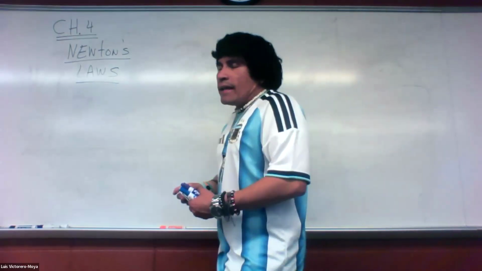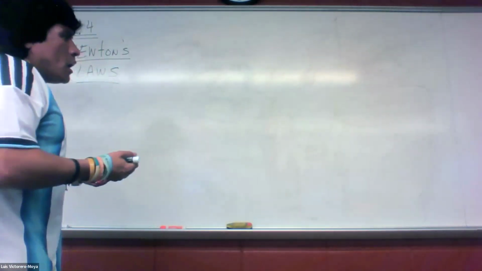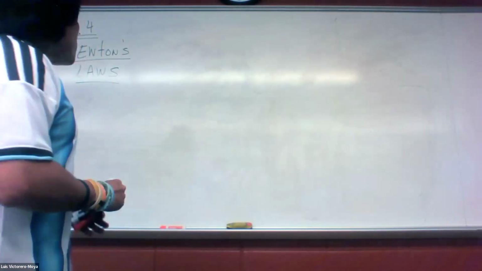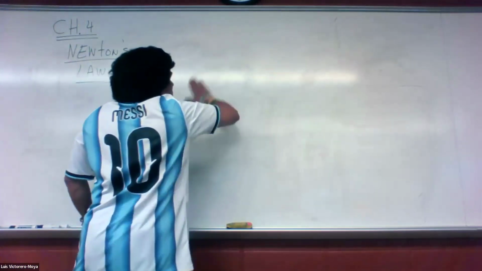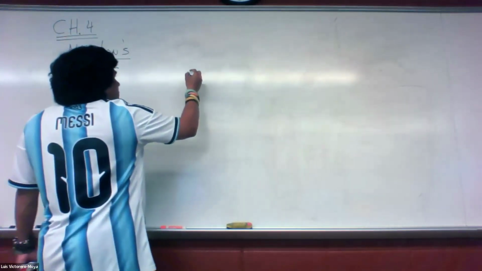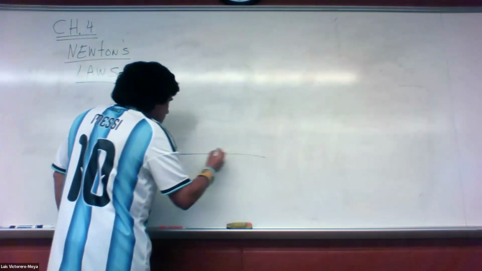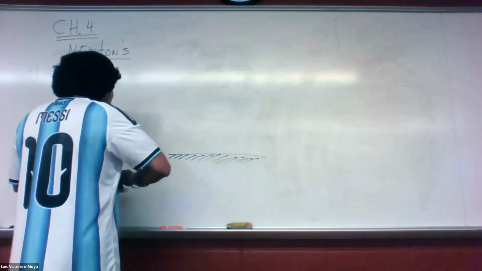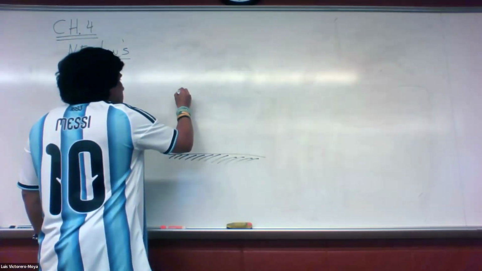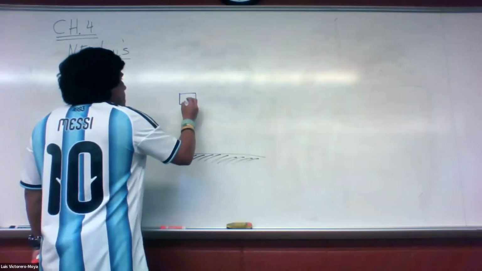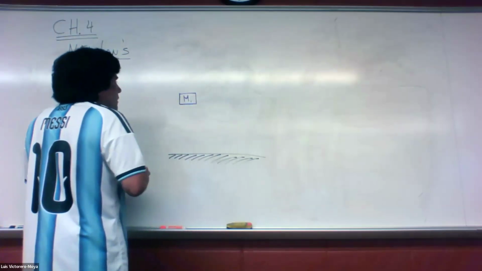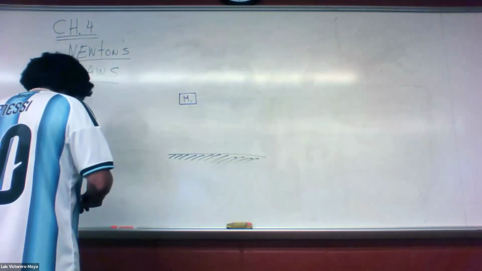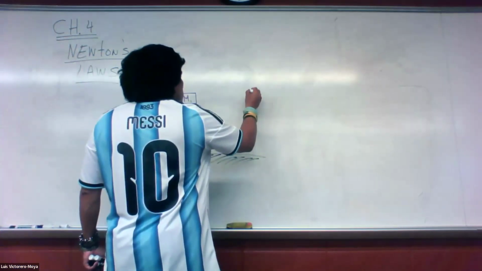Or Newton's technically four laws, because there are the three laws of Newton and the gravitational law, which is normally considered his fourth law. So imagine we have the ground here, and you have two masses, M1 and here M2.